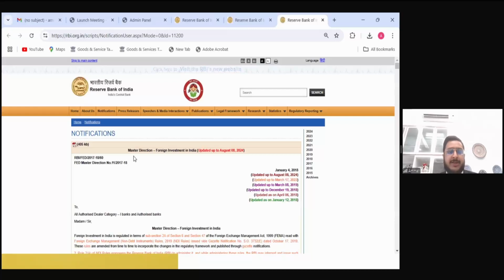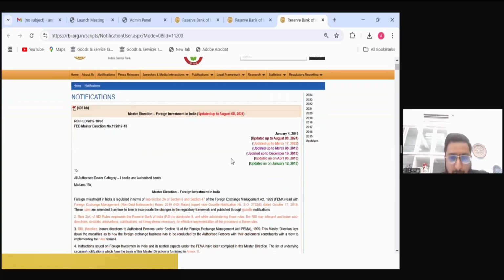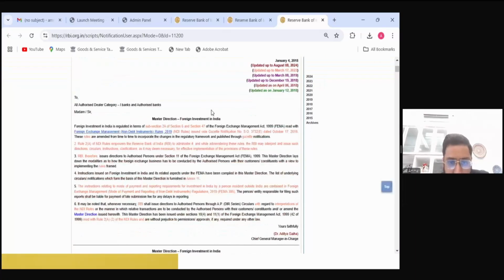So as you see, there's a master direction for foreign investment in India. And though it is of 2017, it is updated up to August 8, 2024. So this works for us. Now let's look at the rules and regulations. If you just go over here, there are a lot of links.